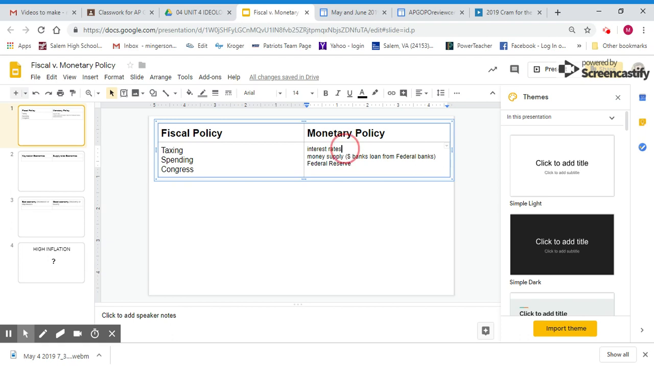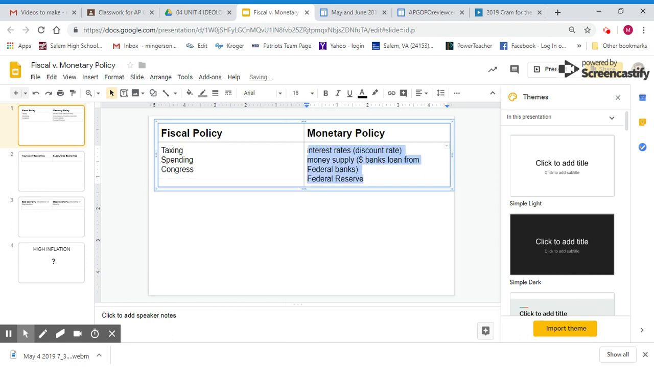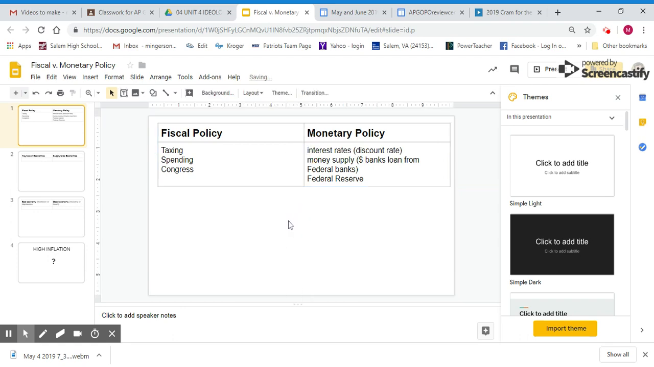By the way, interest rates also are called discount rates. The discount rate is the interest rate that the Federal Reserve charges to banks when banks loan from the Federal Reserve. That way they can then loan money to you and I to buy a car or a house or some other item that we're buying. All right, so let me just size this up here. And so that's the first thing. What would be a great thing is to turn your paper over right now and try to recreate this without looking.